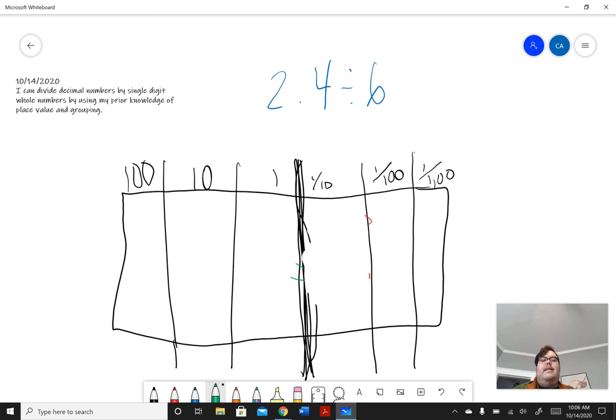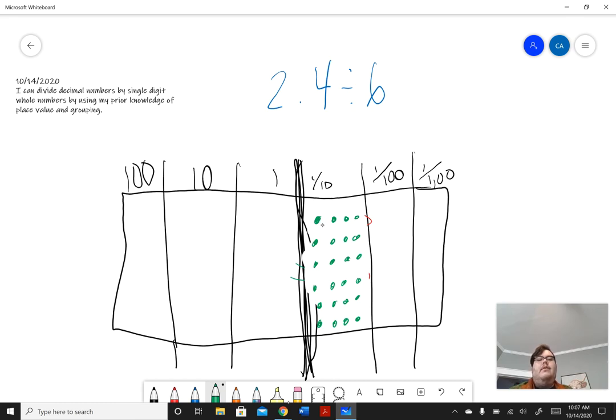Okay, 2 4/10 is the same thing as 24/10. So I'm going to draw 24 discs in here. 1, 2, 3, up to 24. Okay, now we're looking for groups of 6.